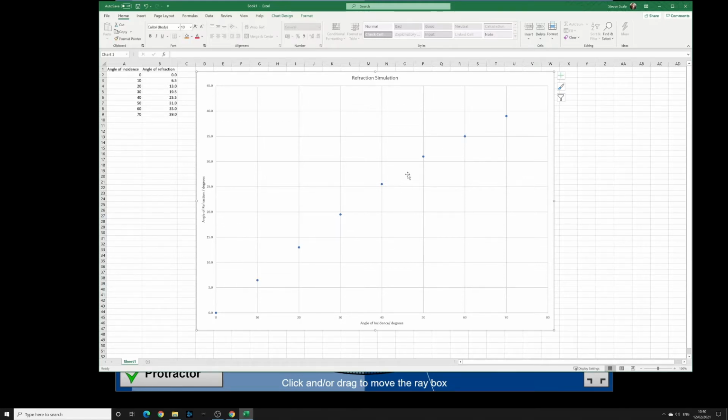Okay, so all we can really say is that there's a relationship between the angle of incidence and the angle of refraction, where as the angle of incidence increases, the angle of refraction increases also.